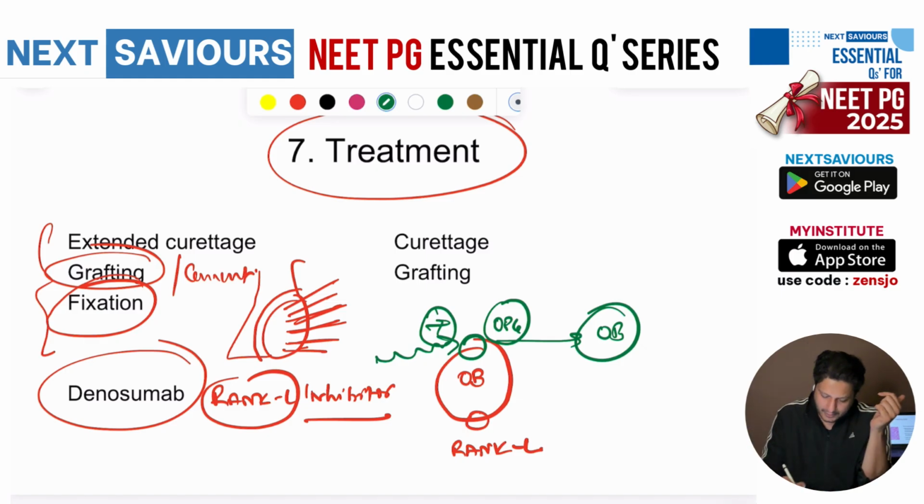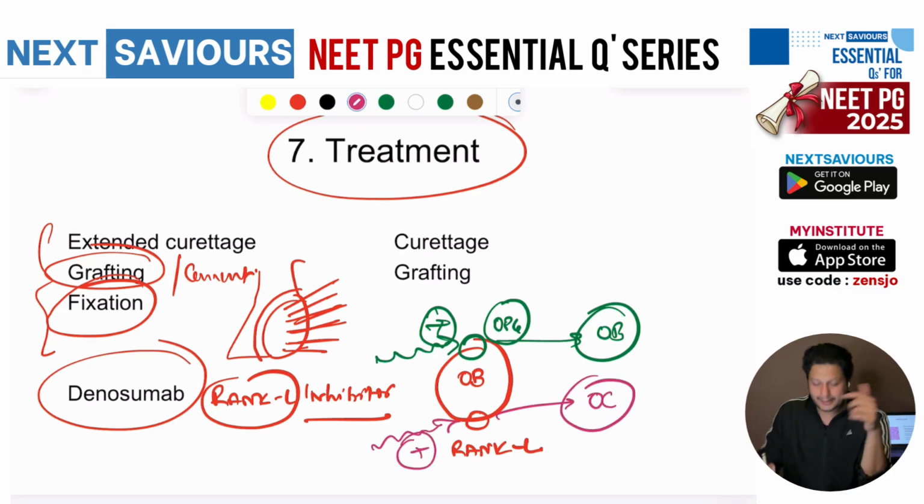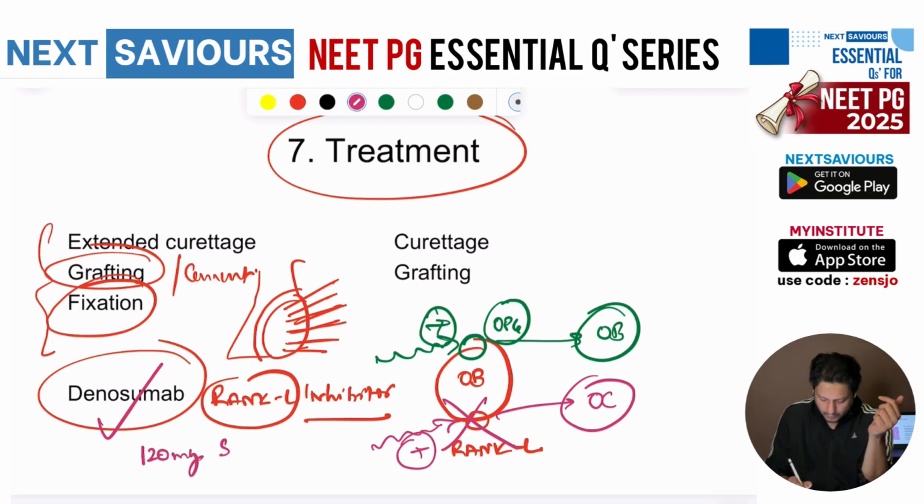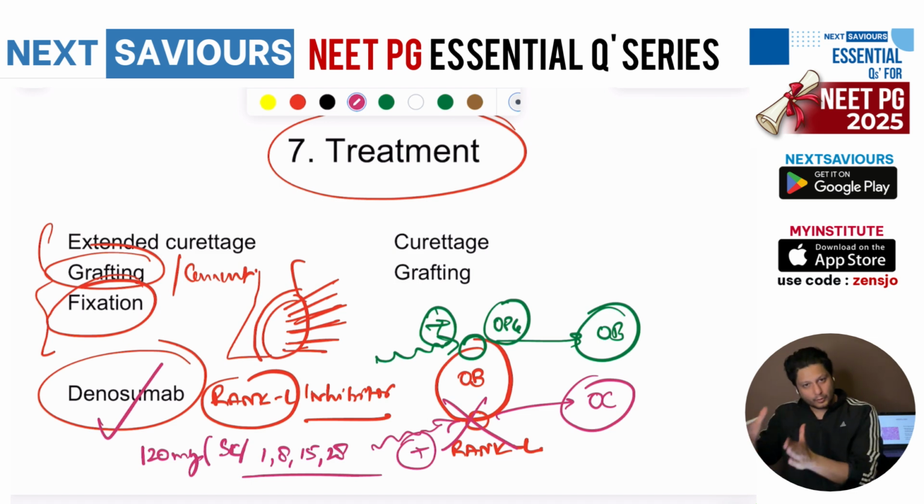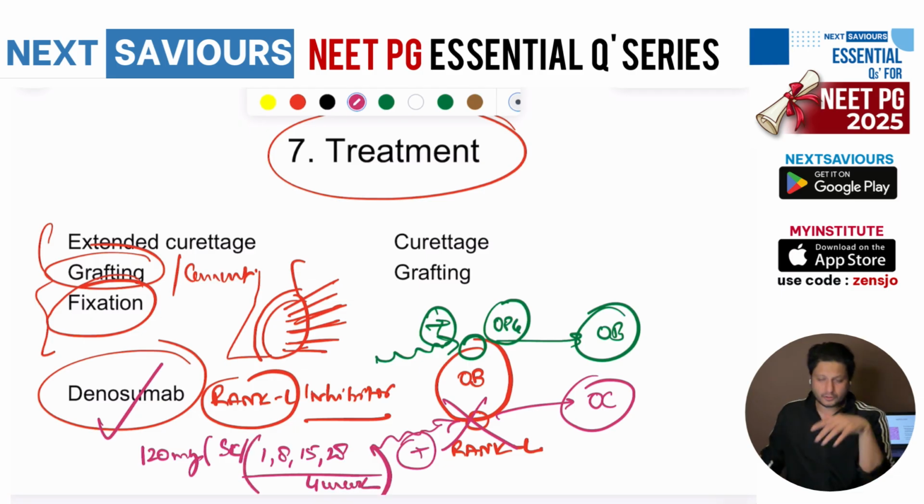But if any stimulus activates the RANK ligand, then this osteoblast will be differentiated into osteoclast. And this is exactly the pathogenic mechanism for GCT, so you have to prevent this excessive osteoclastic activation. How will it be prevented? By blocking this RANK ligand. How is this RANK ligand inhibited? By the administration of denosumab. Denosumab in the dose of 120 milligrams subcutaneously is administered on day 1, day 8, day 15, and finally day 28. That means a once-a-week dose at first, and once that is done, it has to be delivered every fourth week. So this is how it is administered.